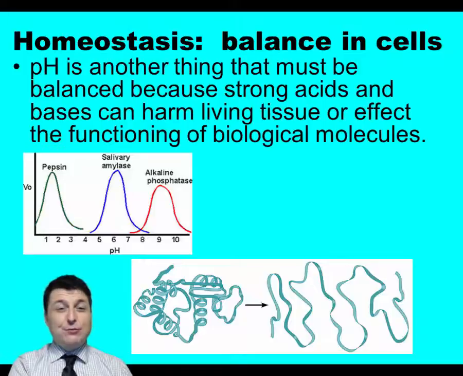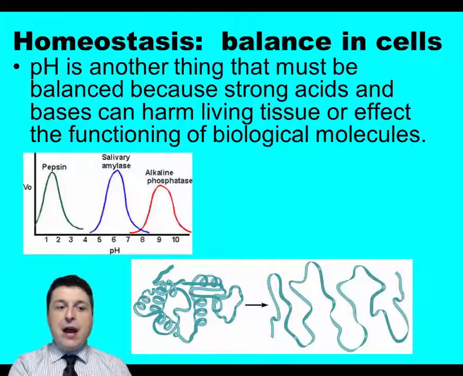Now, pH is really important when it comes to biology and living things. pH has to be balanced for an organism to be within homeostasis. Strong acids or strong bases can actually damage tissues. And pH is really important for certain molecules because it allows those molecules to function.